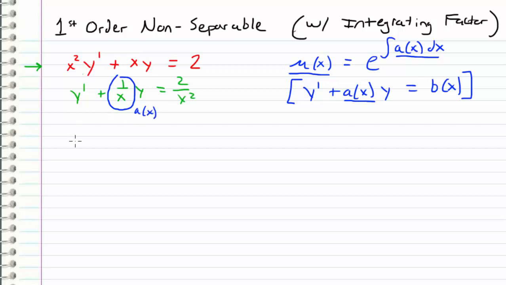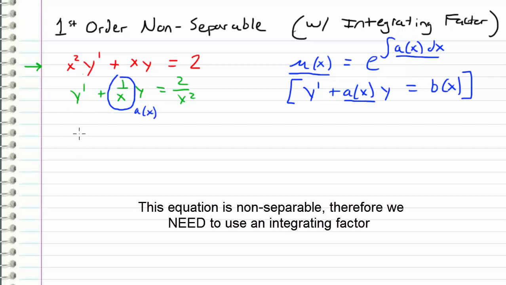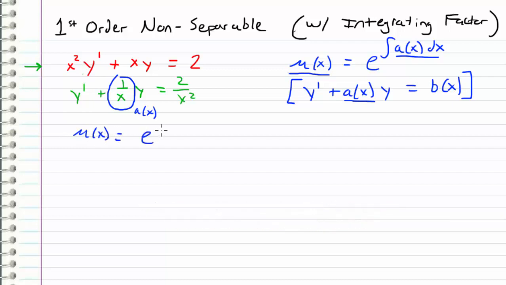So I can come up with an integrating factor for this differential equation as mu of x is equal to the exponential of the integral of a of x, which is just 1 over x, dx. So this is equal to e to the natural log of x, where the e and the natural log cancel out, which just leaves me with x. So our integrating factor, mu of x, is just equal to x.